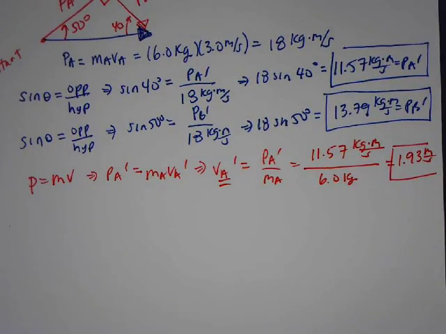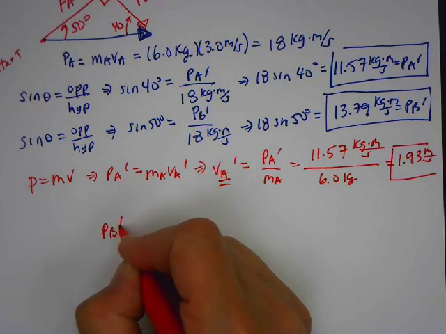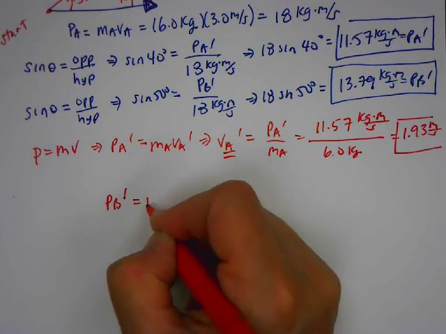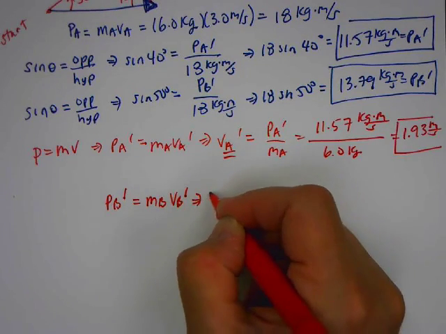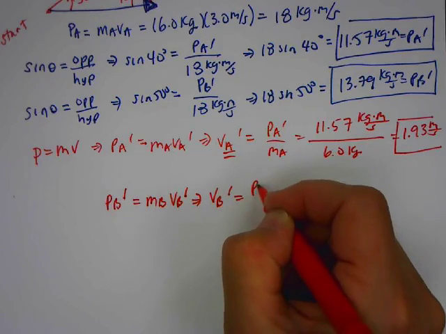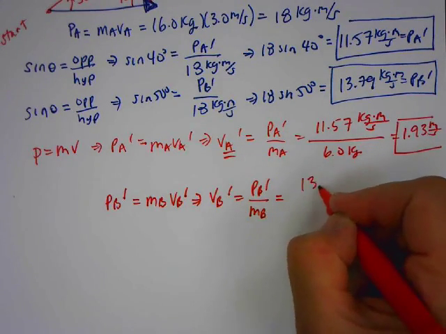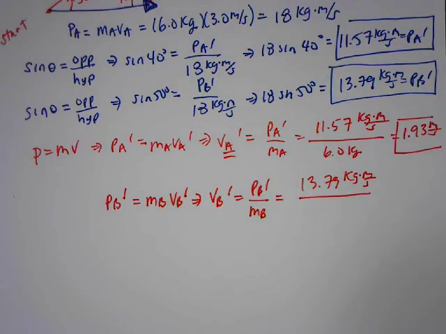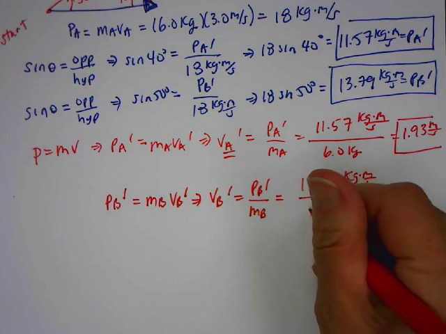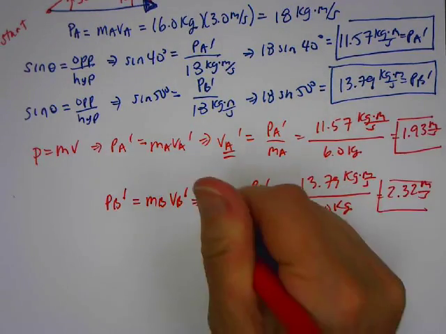Then I do the same thing with PB. So PB prime is equal to MB, the mass doesn't change, times VB prime. So VB prime is equal to PB prime over MB. So it's 13.79 kilogram meters per second divided by 6 kilograms. So that comes out to 2.32 meters per second for VB prime.